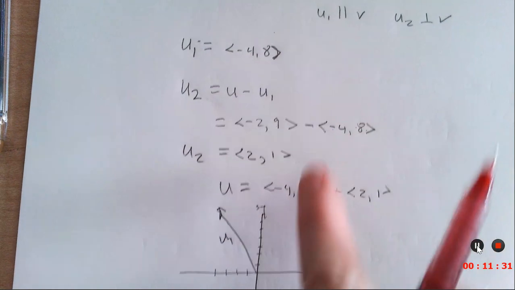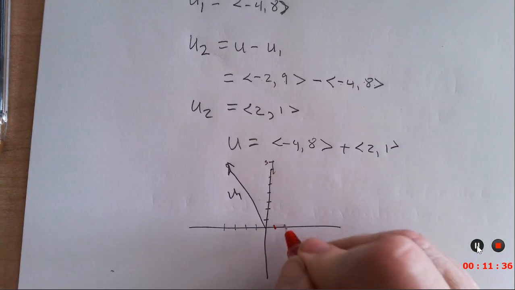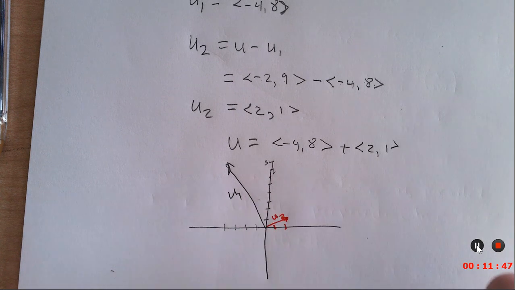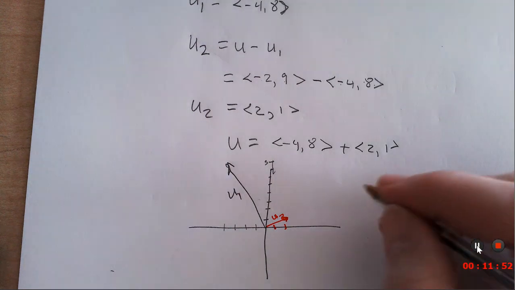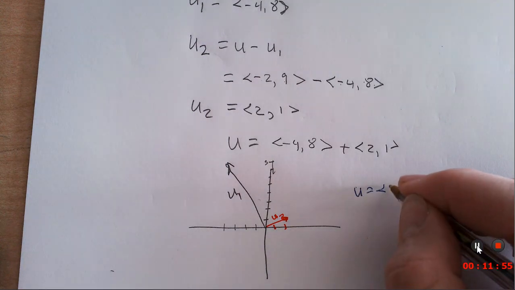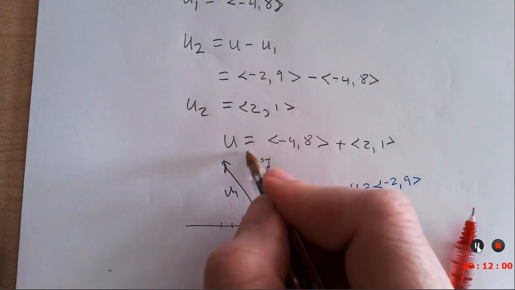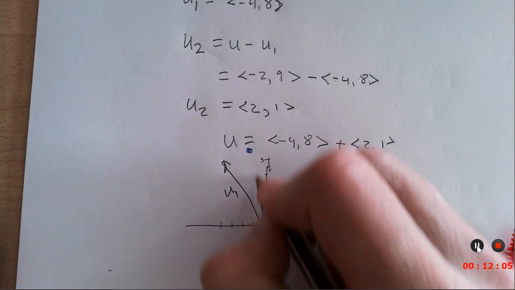Oh, I just plotted u sub 1. That's okay. We need u sub 1 anyway. U sub 1 was negative 4, 8. U sub 2 is 2, 1. So we'll do that one in a different color. So 2, 1. Let's place it at the origin. So that's u sub 2. So I have u sub 1 and u sub 2. What I didn't plot yet was my original u, which was negative 2, 9. So negative 2, 9 is here, or the terminal point is there.